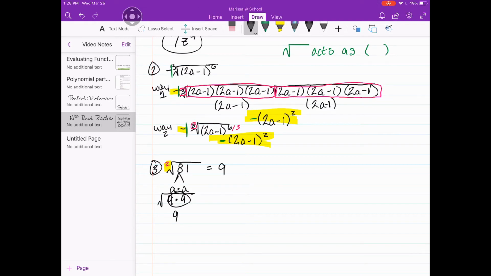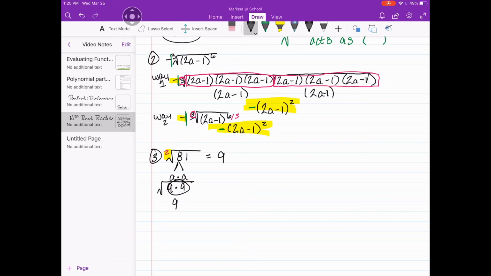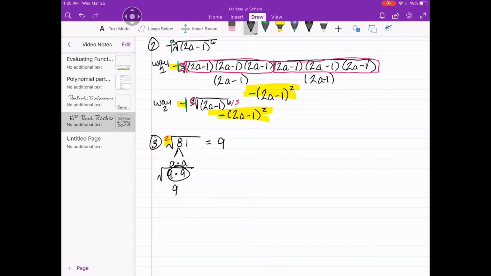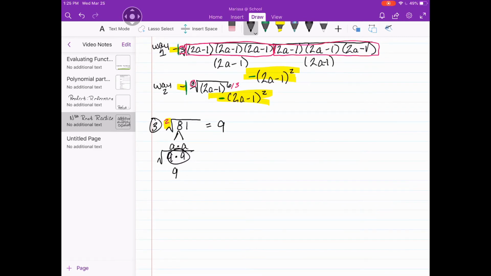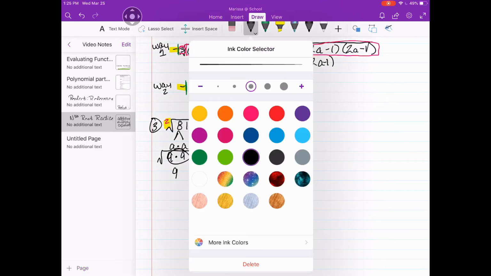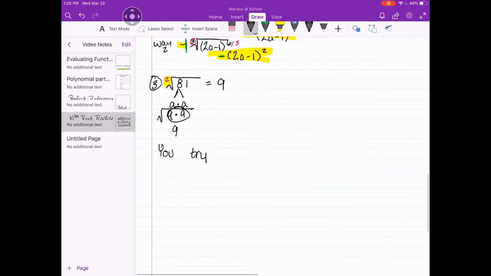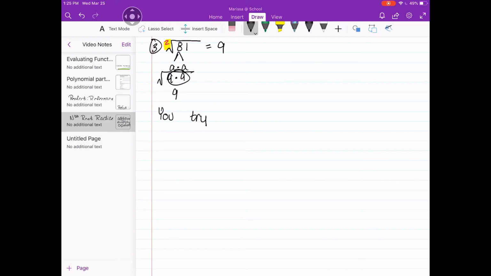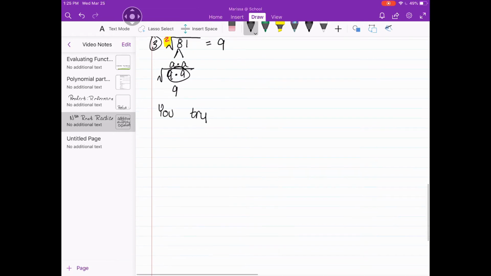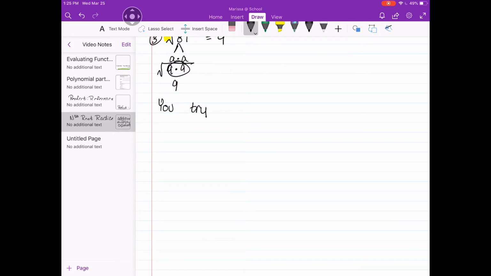All right, so I'm going to give you a few that you can do, and then you can check your answer with my answer. All right, so that first one, you're going to have a you try section. The first one you try is going to be the square root of 64.